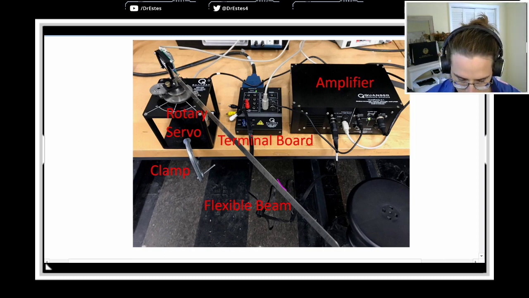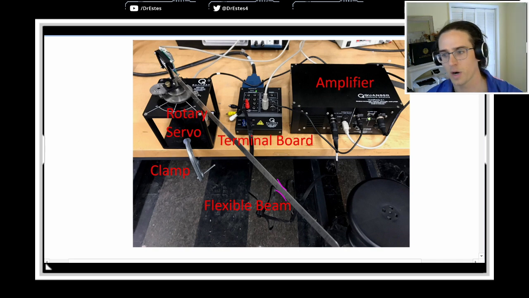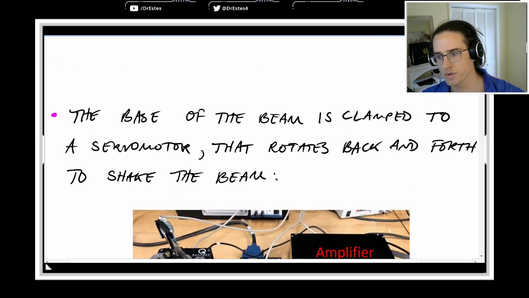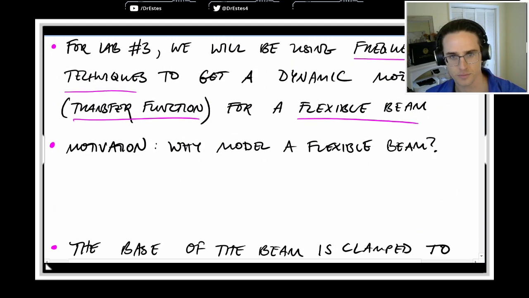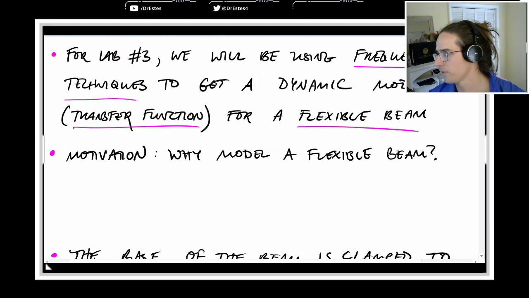Yeah, it's basically this thin metal rod. And what's my favorite element of aviation? What's the best to study? I love control systems.